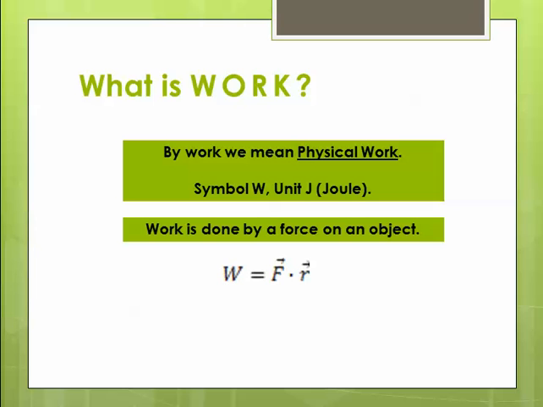Here you see the definition. Work is the scalar product of a force and the displacement. F is the force vector, R is the displacement vector. Work is done if a force acts on something and it achieves a displacement. So work is done if the application of a force results in a displacement.